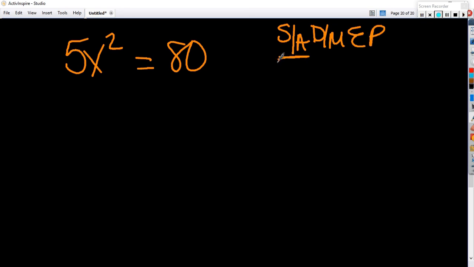So do you see any addition or subtraction? No. No addition, subtraction. How about multiplication, division? Yes. That 5 is being multiplied. Do we all agree? So the opposite of multiplication is division. So to get rid of it, we do what? Divide by 5. On each side? On each side. You do it to one side, you've got to do it to the other.